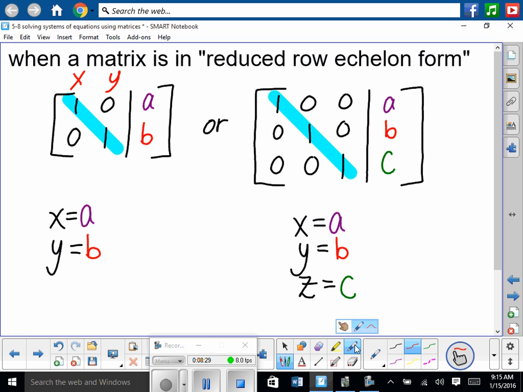And then you'll have, so this first one is x. So x is equal to a. This second one is y. So y is equal to b. And this third row would be z. So we'd have z is equal to c. Do you see how this is working here?